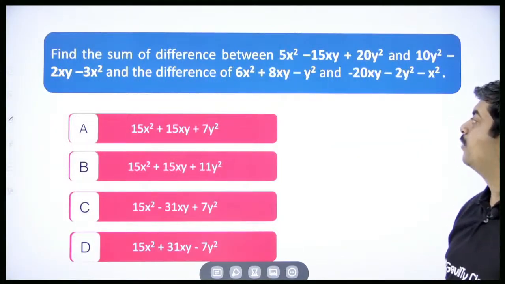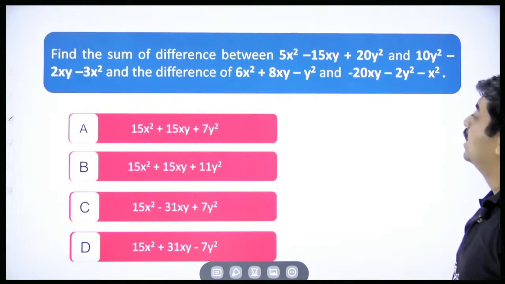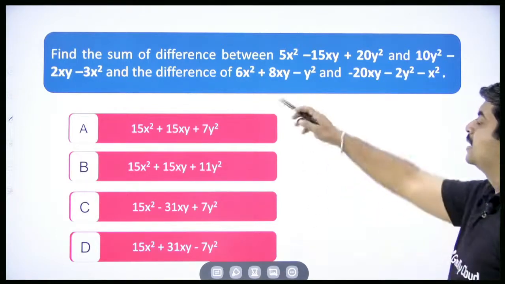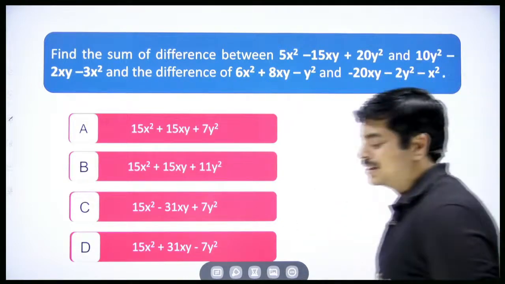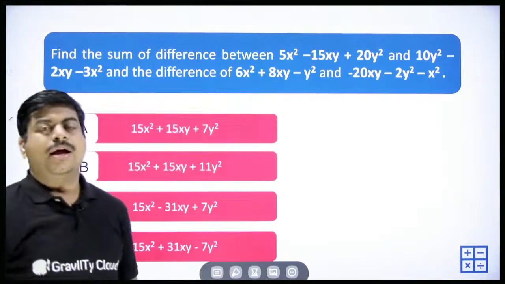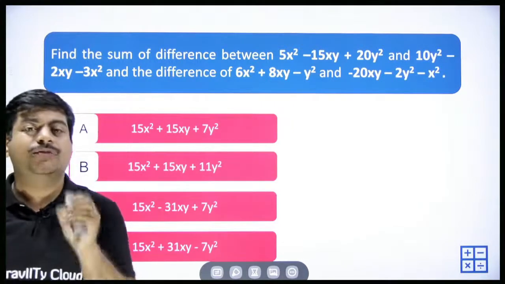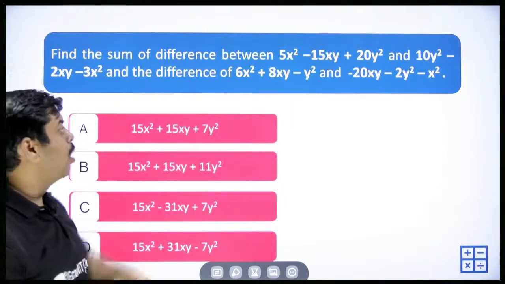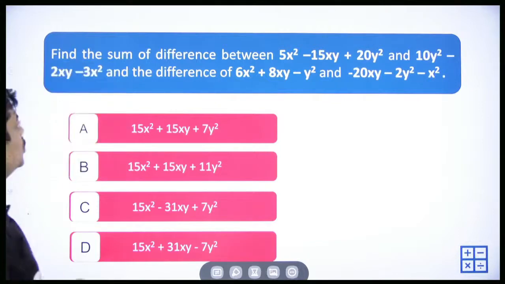Find the sum of the difference between 5x square minus 15xy plus 20y square and 10y square minus 2xy minus 3x square, and the difference of 6x square plus 8xy minus y square and minus 20xy minus 2y square minus x square. Just for reading it took so much time. But don't worry, it's as simple as a normal subtraction and addition, but you need to understand the question: which numbers you need to add and which you need to subtract. There are a lot of terms, a total of 4 different expressions.